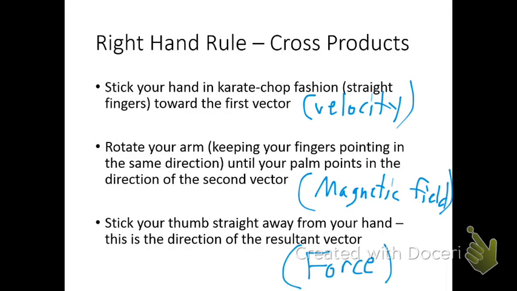Right. So remember what part of your hand goes to what. Sometimes I won't necessarily give you the first two and ask for the resultant. Sometimes I'll tell you the direction of the force and the direction of the velocity and ask you which way the magnetic field was pointing. So, be aware of that. The force will always be your thumb, velocity will always be your fingers, magnetic field will be your palm, at least for the first right-hand rule.